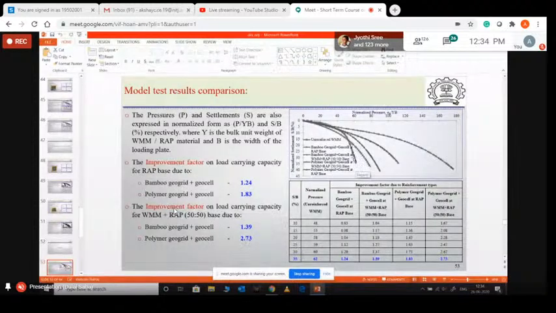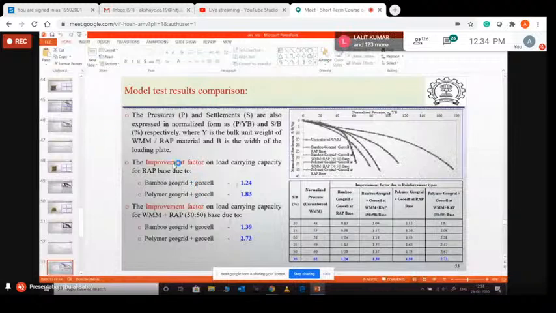So unreinforced WMM is this. This is the base case, which is normally used for flexible pavement construction. Then I am using bamboo reinforced wrap, I am getting this. I am using bamboo reinforced wrap plus WMM, I am getting this. If I use polymer reinforcement, only wrap is this. The combination of wrap and WMM is this.